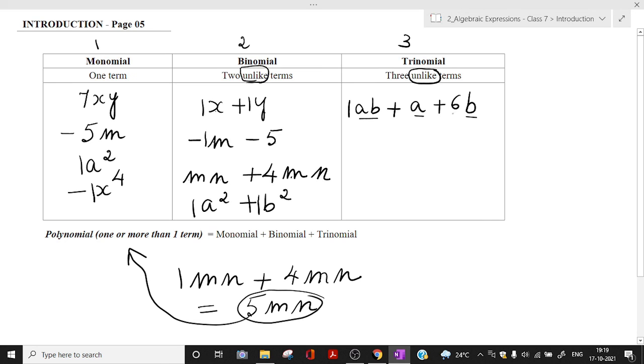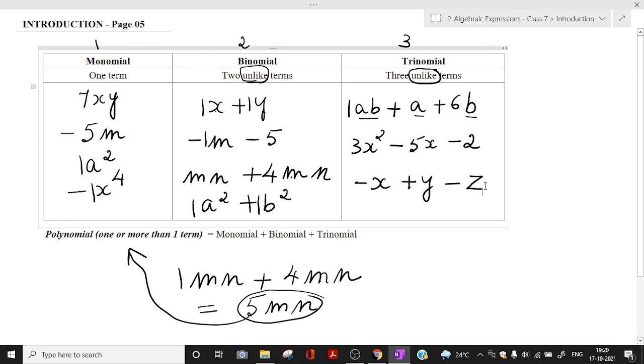So three unlike terms. Suppose I write 3x squared minus 5x minus 2, this is a trinomial. Suppose I write minus x plus y minus z, this also is a trinomial. So if there are 3 terms, it is called a trinomial. If it is 2 terms, it is called a binomial. And if there is only 1 term in the expression, then it is called a monomial expression.